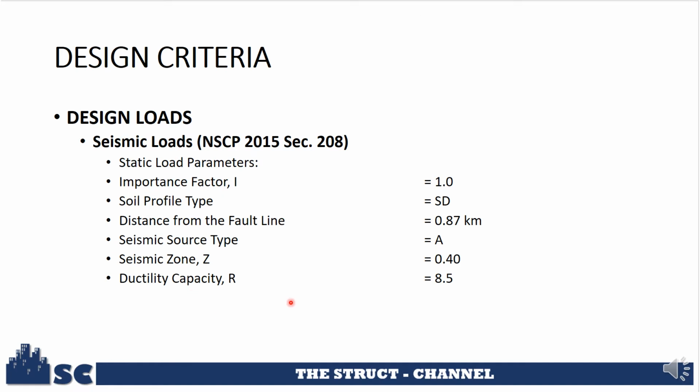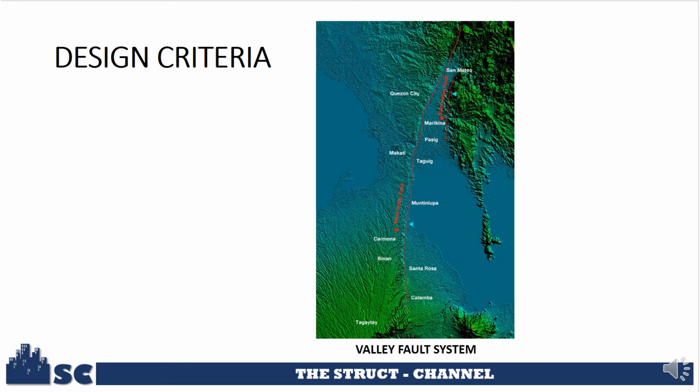For the seismic load calculation, one thing that you will notice is the distance of the project site from the fault line is only 870 meters, so that's a bit close to the Valley Fault System. This is the closest active fault line from the project site.